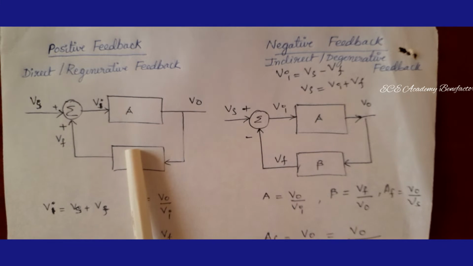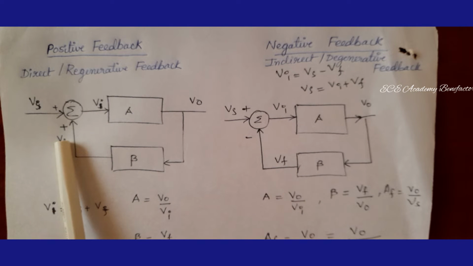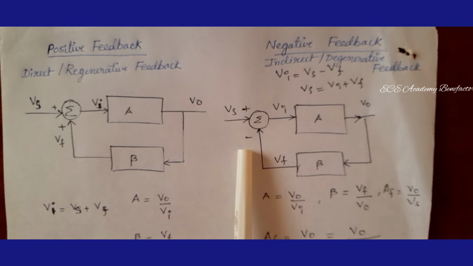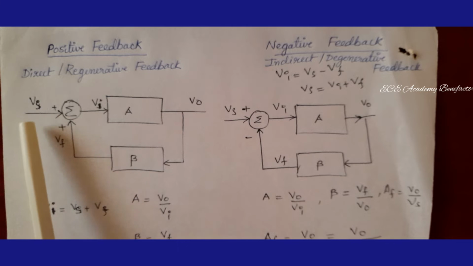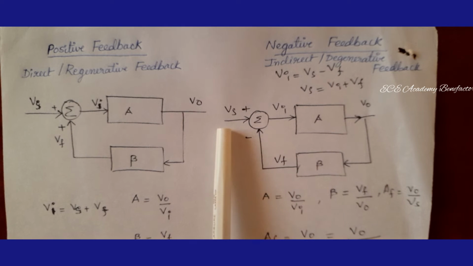So, this is positive feedback and negative feedback. The difference is clear. The feedback polarity is plus in positive, and in the negative the feedback signal is having the polarity of minus. In positive feedback, the feedback signal is in phase with the incoming signal. In negative feedback, the feedback signal is out of phase with respect to the incoming signal.